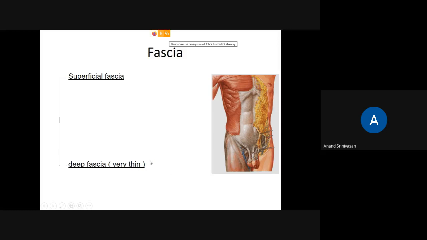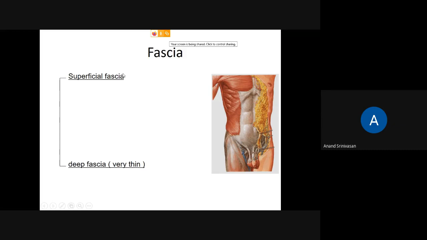So why is there no deep fascia? Imagine if the deep fascia were present and thick. It would not allow the abdomen to expand when we eat. Not only when we eat, but also during pregnancy: the fetus needs to grow, so the abdomen needs to expand. That's why there is no deep fascia.